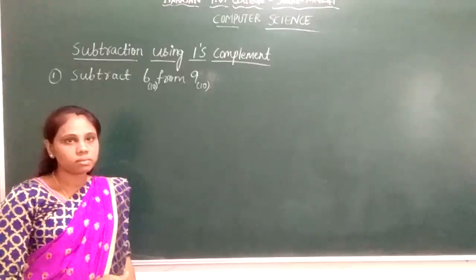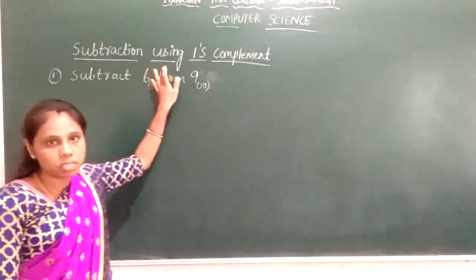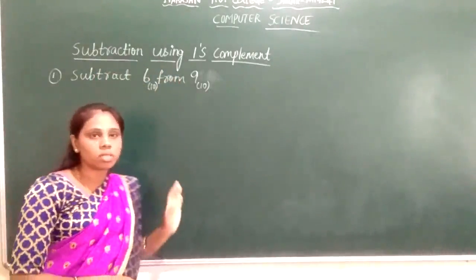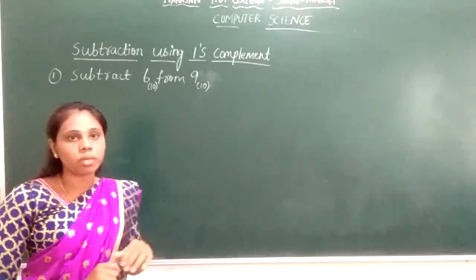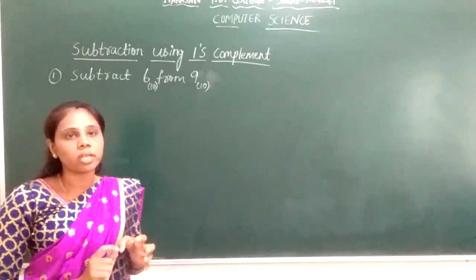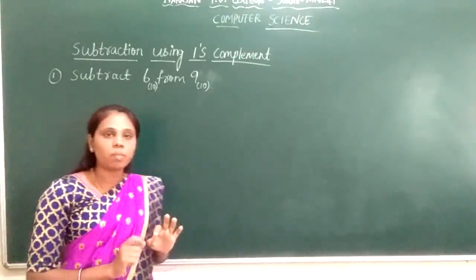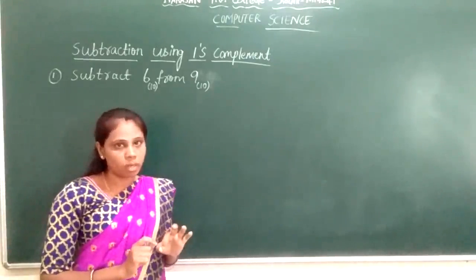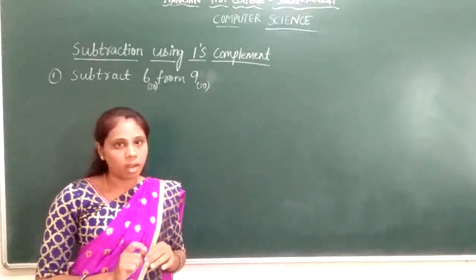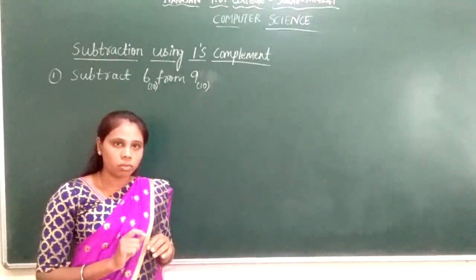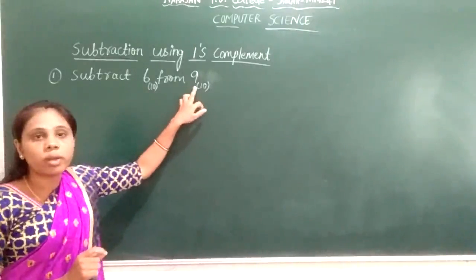Now again we have discussed subtraction using 1's complement. See, in subtraction using 1's complement, I will tell the steps for doing the 1's complement subtraction. Here first you need to find the binary equivalent value for the given numbers. First you need to take the binary values for the given decimal numbers. Next find out which is the minuend and which is the subtrahend. After finding the subtrahend and minuend, next you need to take the 1's complement for the subtrahend.